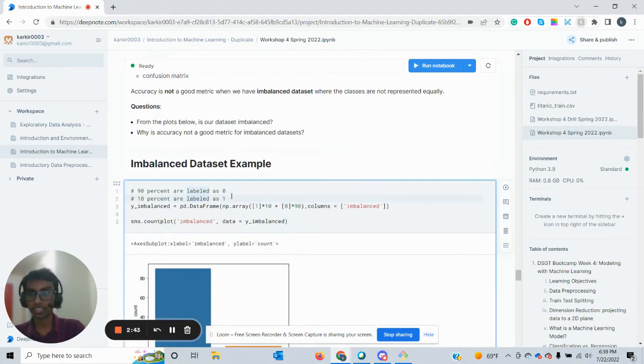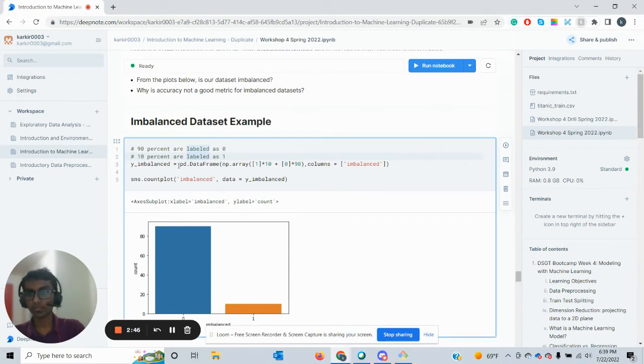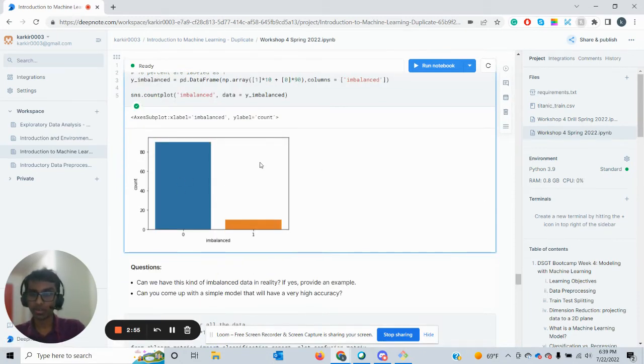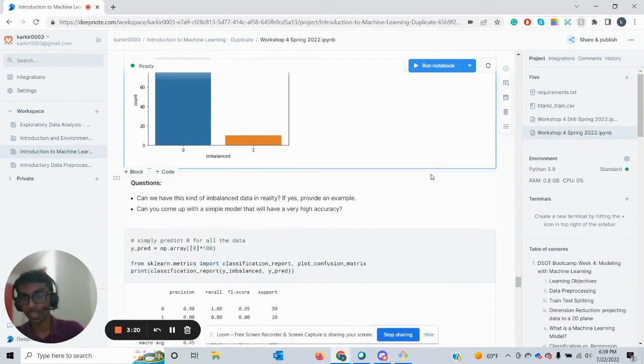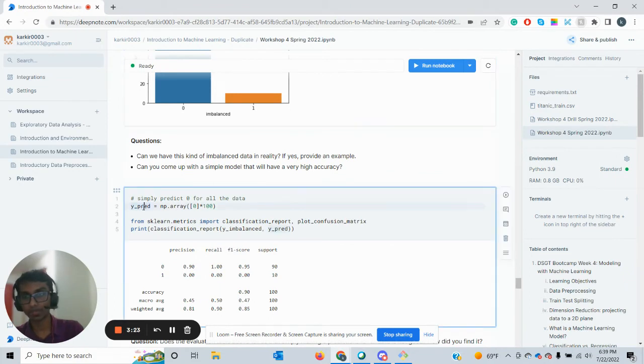So here's an example with imbalanced data. We have a data set where 90% of the data is labeled as 0 and 10% are labeled as 1. So we see here we get an imbalanced data set. One thing to ask is whether the imbalance is really this drastic, and can we come up with a simple model that will have a very high accuracy? I implore you to think about this. Yes, you can have imbalanced data this drastic. And yes, you can come up with simple models that have a very high accuracy. For example, you can get a model that optimizes on predicting 0 correctly, but gets all the ones wrong, so you get 90% accuracy. Here's an example where you can simply predict 0 for all the data.